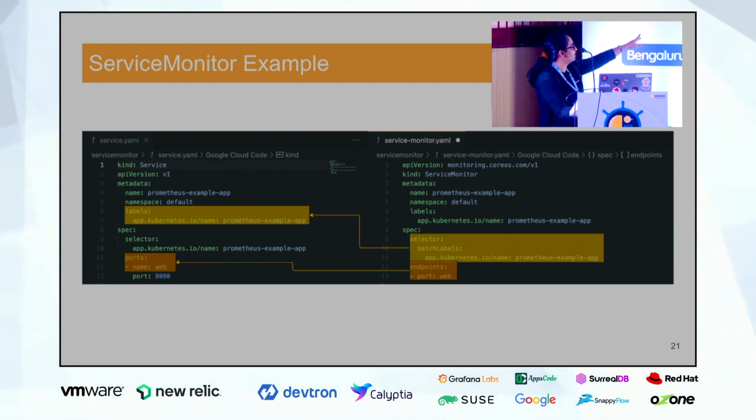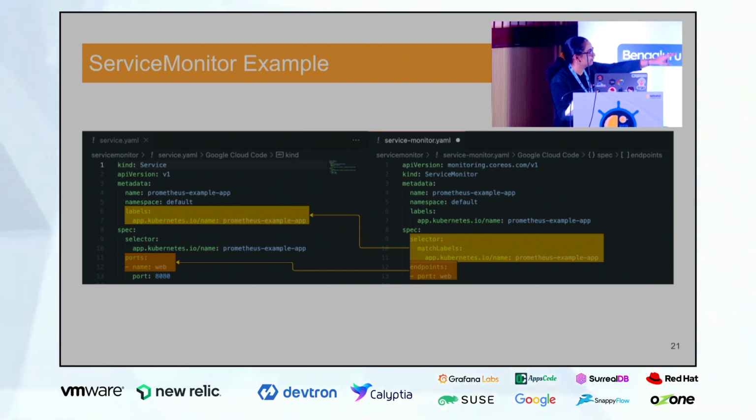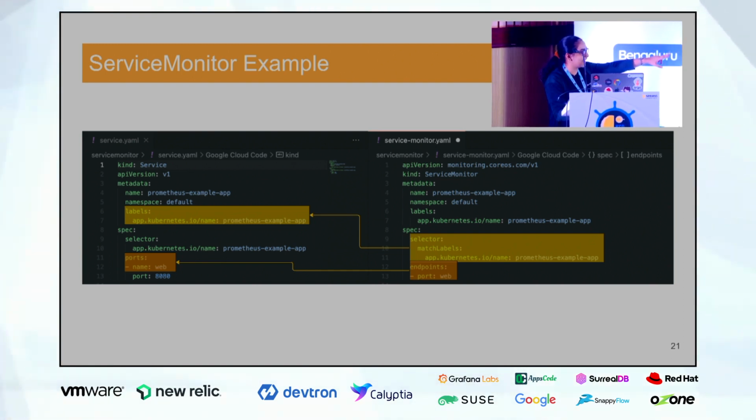For example, this is one for ServiceMonitor. On the left-hand side you have a service object where you will have the labels. In this example I have a label like app.kubernetes.io/name: prometheus-example-app, and in the ServiceMonitor the important field is the selector field, where you are specifying matchLabels. So you are specifying, okay, these are the labels I need to watch for.